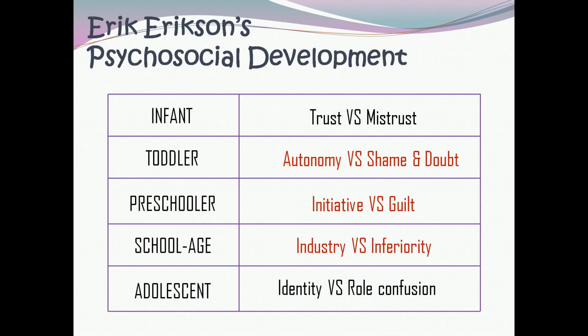School age. Industry versus inferiority. Let the child develop and learn how to do things well. If children are encouraged and reinforced, they begin to feel industrious and confident in their ability. Finally, adolescent. Identity versus role confusion. Adolescents start to learn who they are and learn the roles they will become as an adult. Success in this stage will lead to the virtue of fidelity.